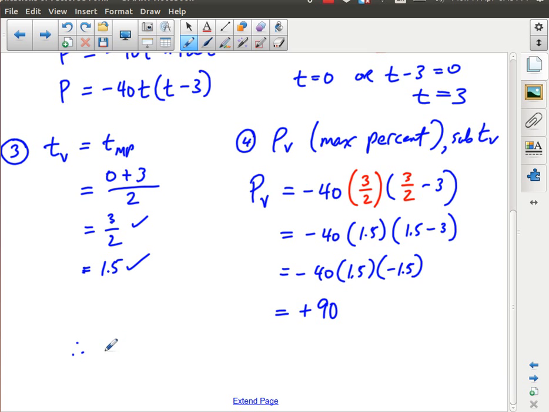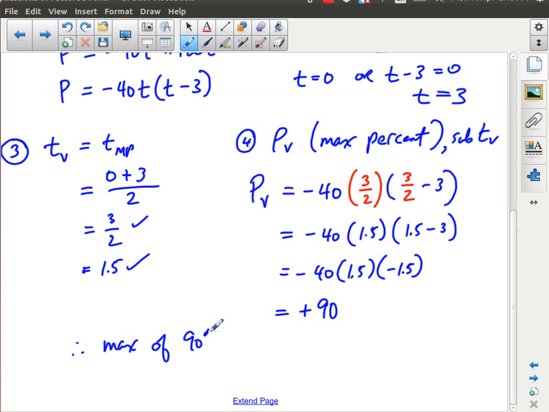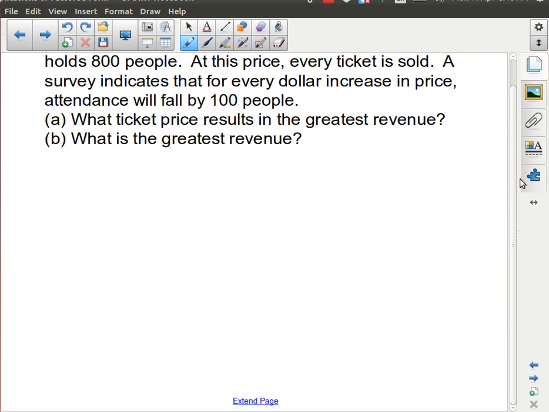Therefore, actually let's write it this way, maximum of 90% after 1.5 hours. Next one.